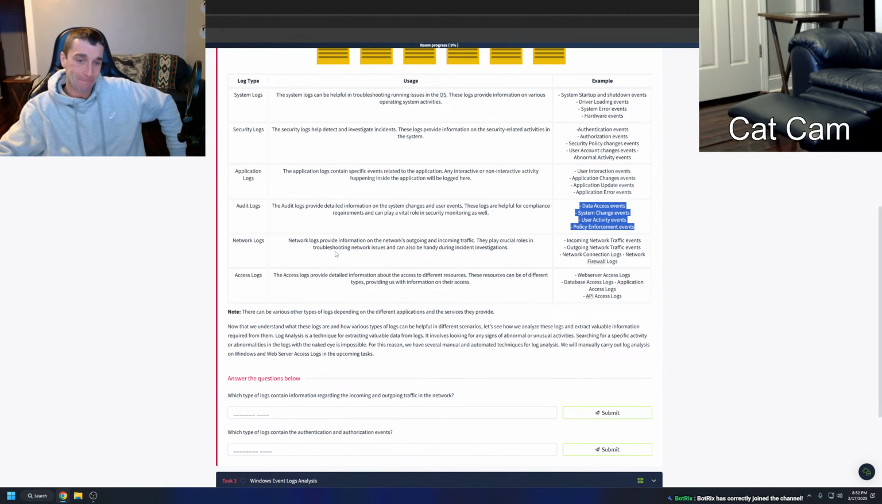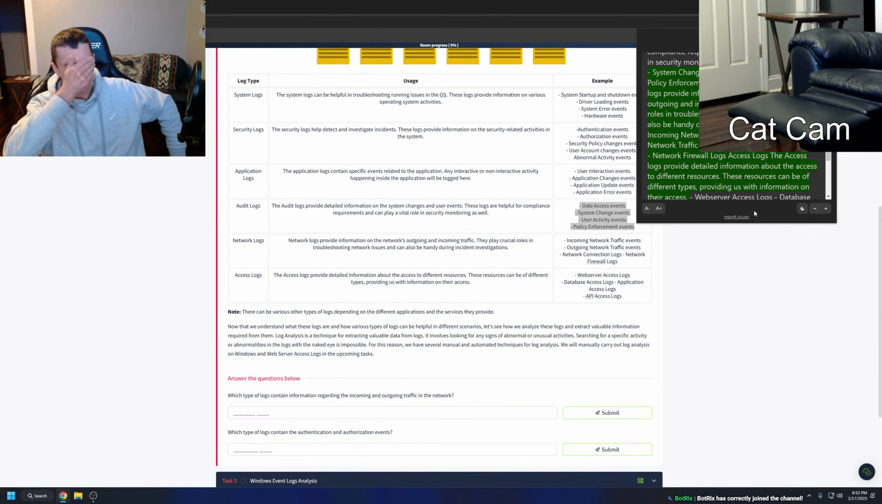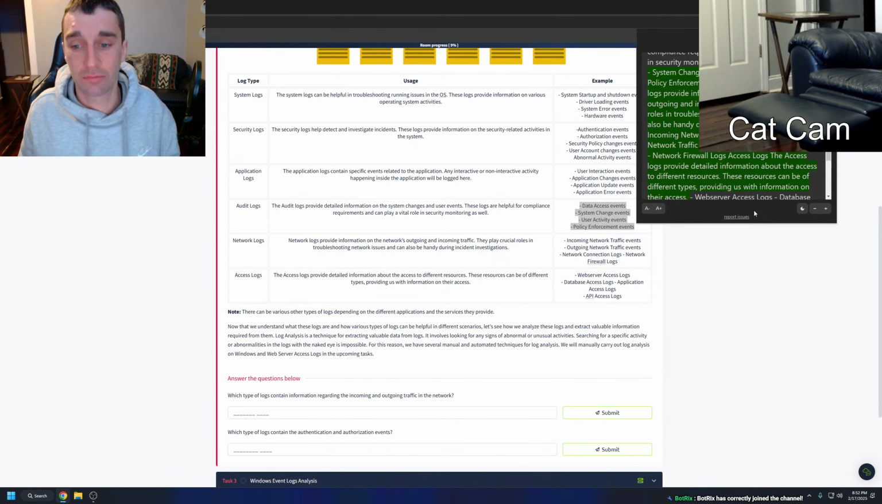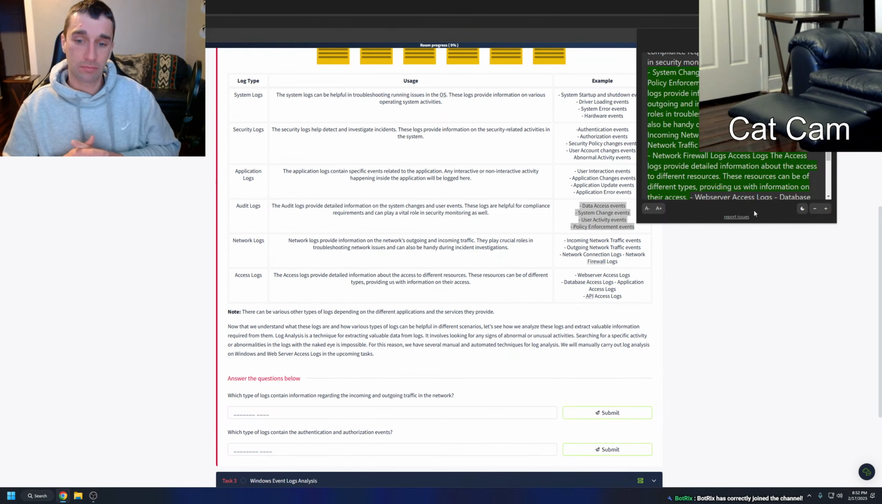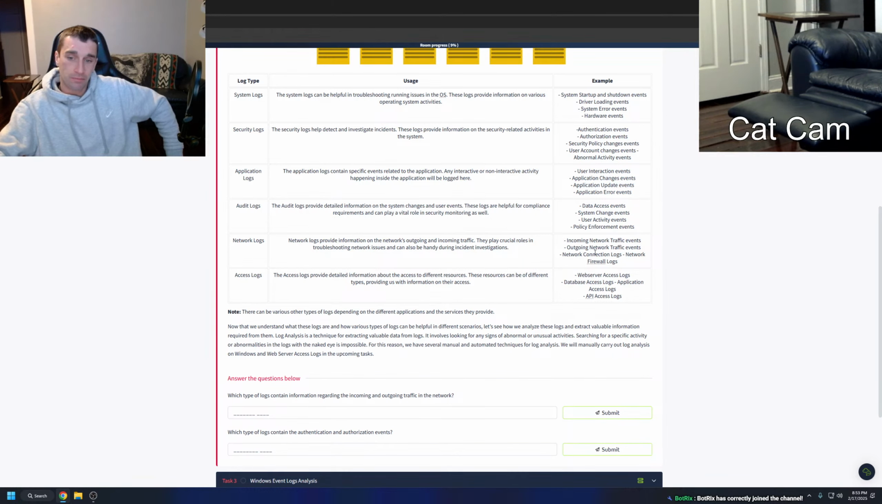Network logs. Network logs provide information on the network's outgoing and incoming traffic. They play crucial roles in troubleshooting network issues and can also be handy during incident investigations: incoming network traffic events, outgoing network traffic events, network connection logs, network firewall logs.